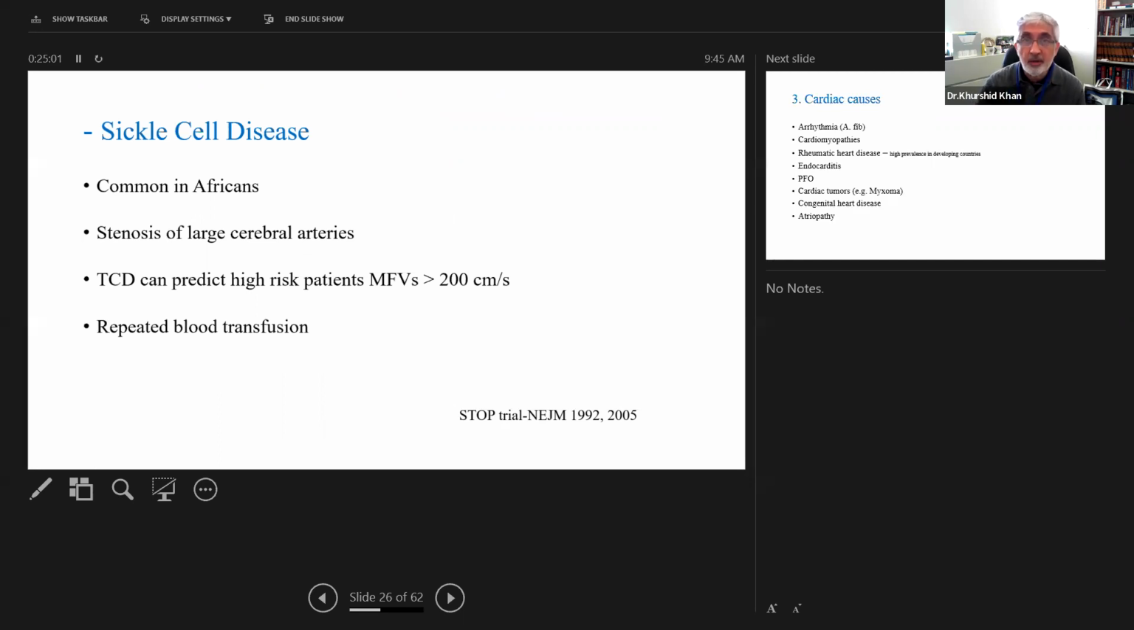Now move on to some hematological etiologies. Sickle cell disease, which is common in Africans. It over time leads to vasculopathy in the cerebral arteries. TCD studies have shown that it may be used to predict the individuals who may be at high risk because of the vasculopathy. There is increase in the velocity. So oftentimes this may be used, especially in children, to monitor their status, to provide them with frequent blood transfusions. We have done this. Our hematology colleagues have asked us to do TCD in these individuals, and then the TCD can help them to determine how often the blood transfusion is given to these individuals.